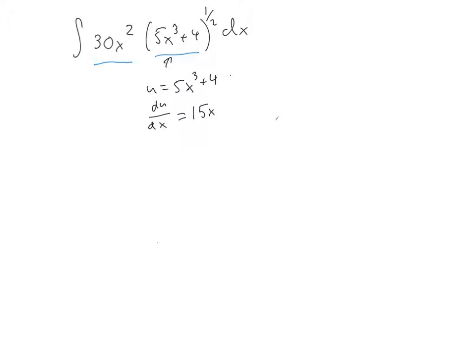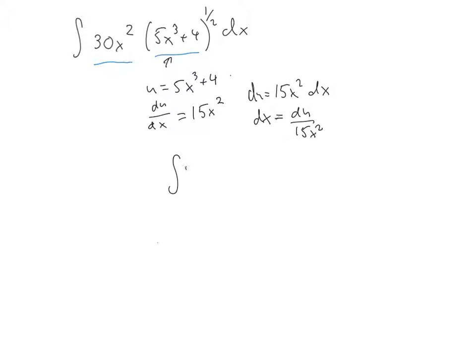15x squared plus 0, and then du would equal 15x squared dx, and dx equals du over 15x squared.